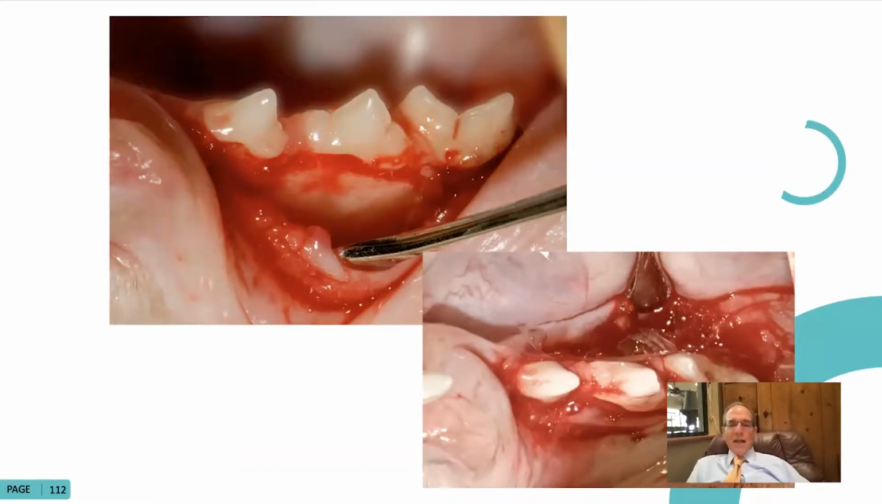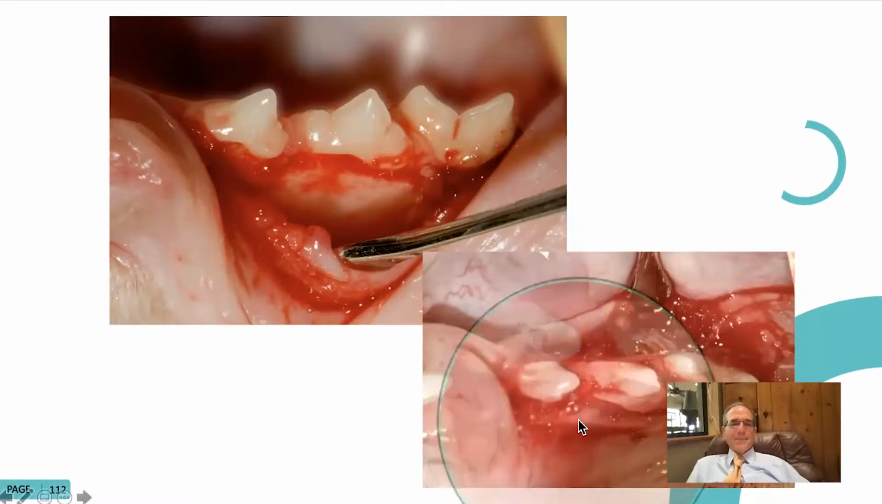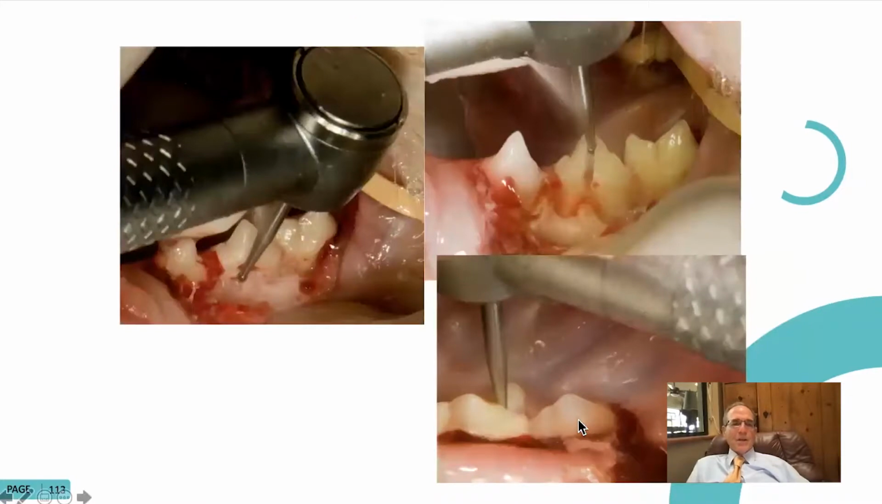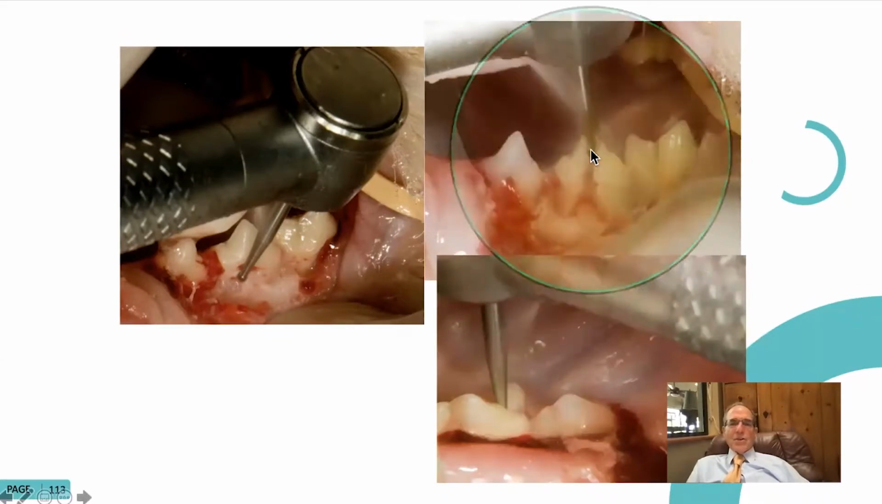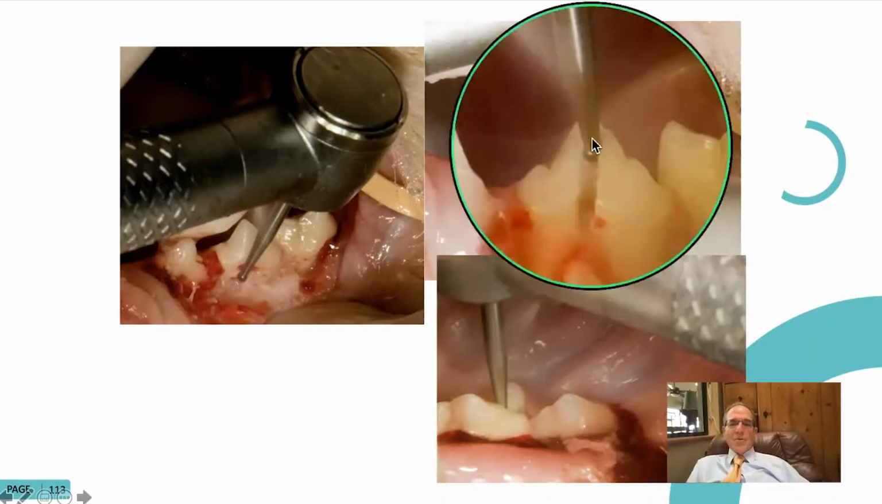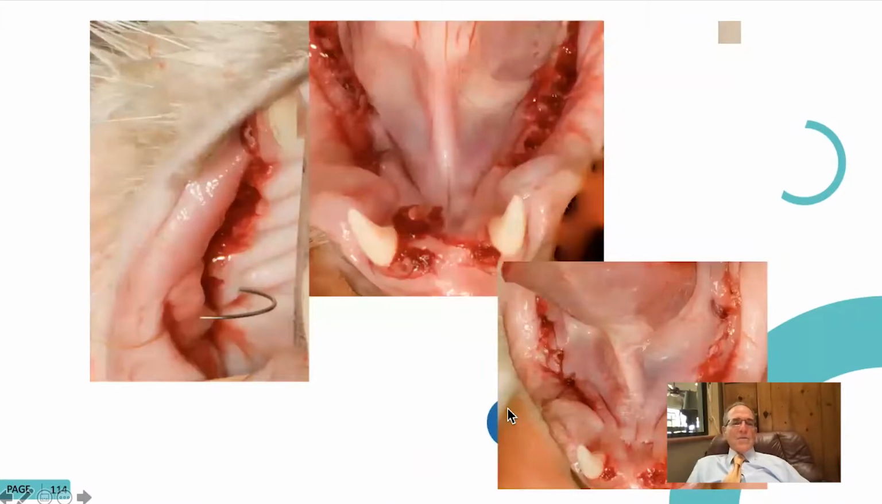And we do it on both sides. This is the lingual side here, and this is the buccal side here. Then using the drill, take away the alveolar bone, and then separate the multi-rooted tooth into single-rooted segments. So here's a double-rooted tooth, here's a triple-rooted tooth, separating the palatal root.